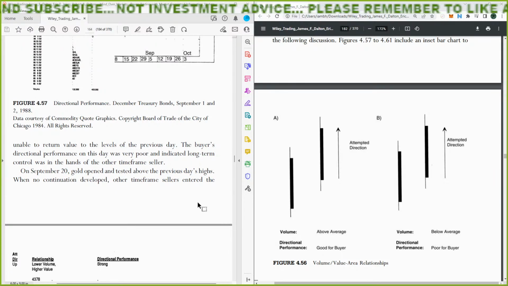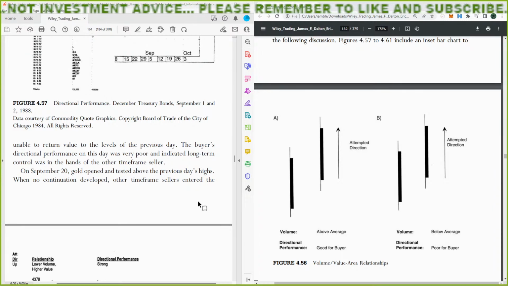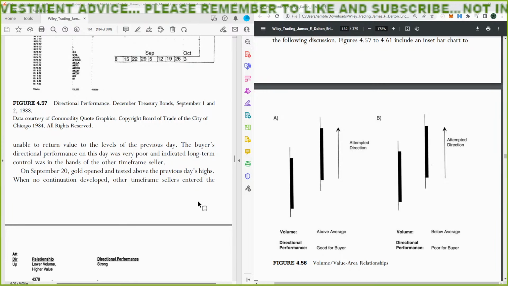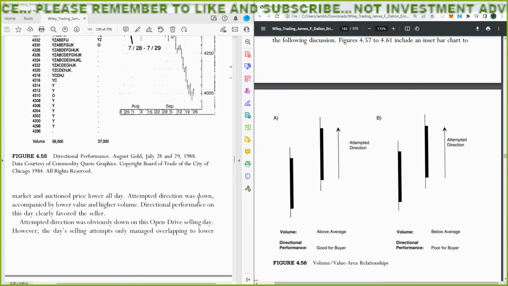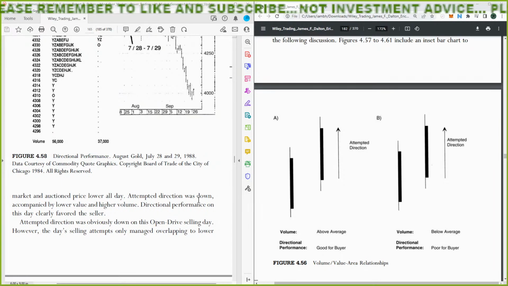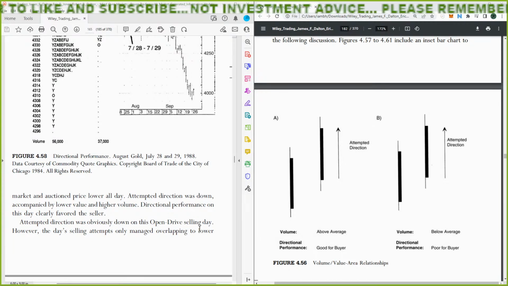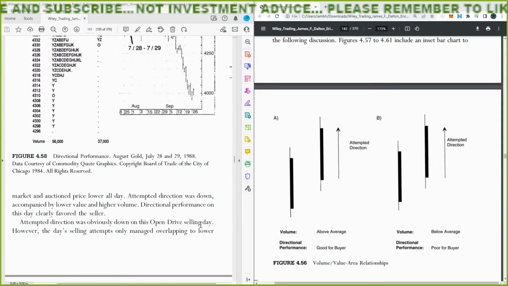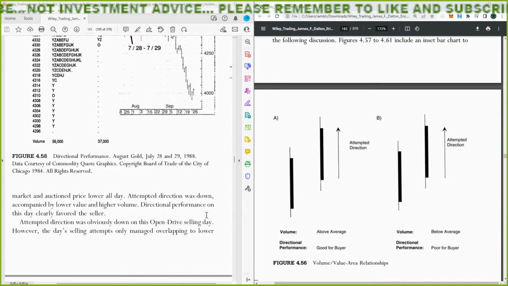time frame seller. On September 20th, gold opened and tested above the previous day's highs. When no continuation developed, other time frame sellers entered the market and auctioned price lower all day. Attempted direction was down, accompanied by lower value and higher volume. Directional performance on this day clearly favored the seller.